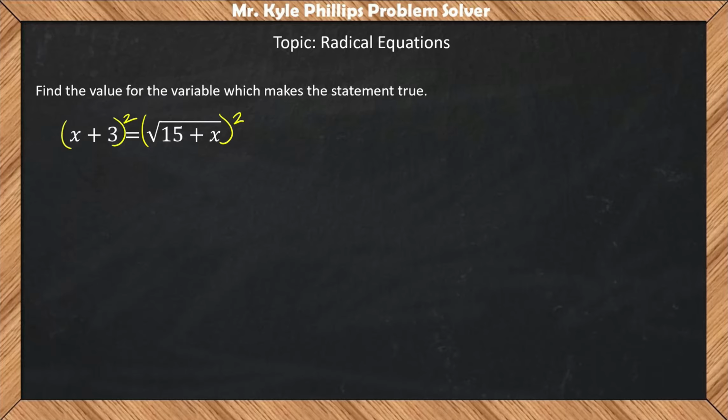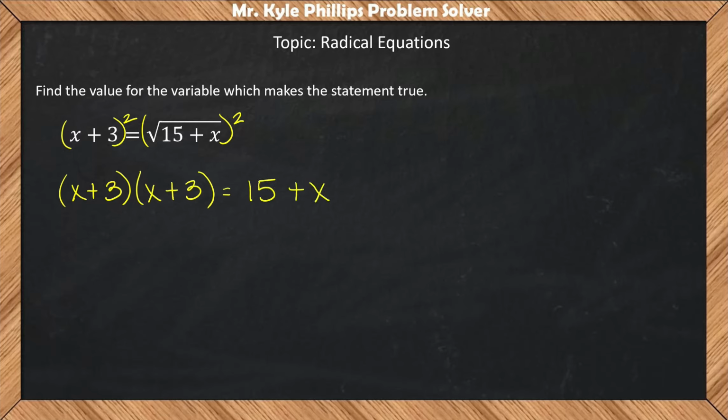Now, one thing you want to pay attention to is this is a binomial. So you're squaring this term. So here, that's the same thing as multiplying it by itself. So I'll have x plus 3 times x plus 3. We've squared a square root, so that square root can go away.